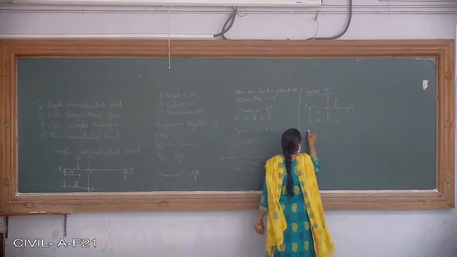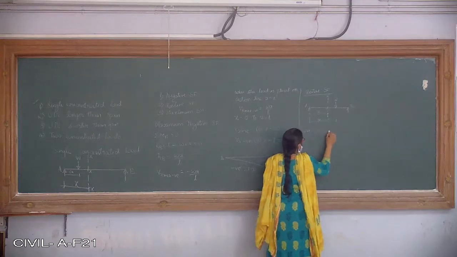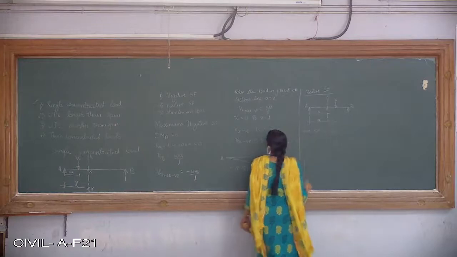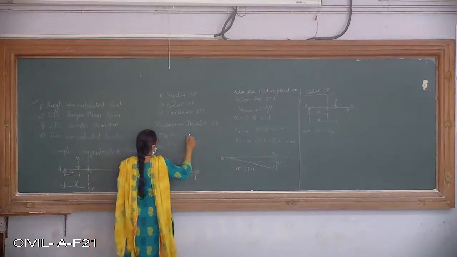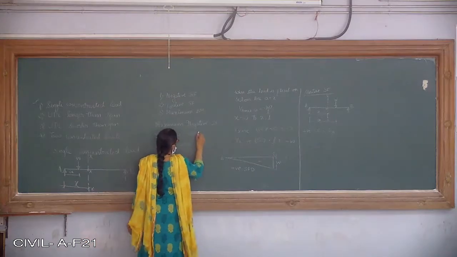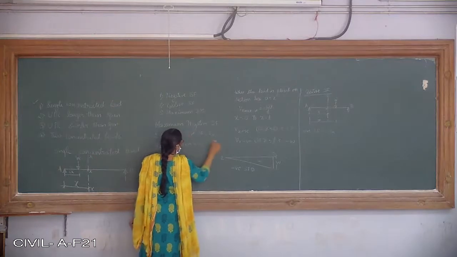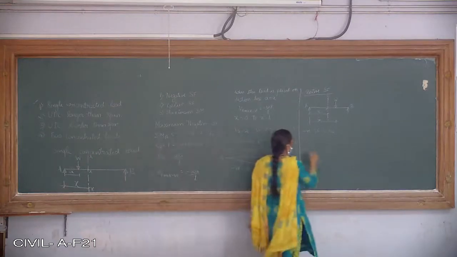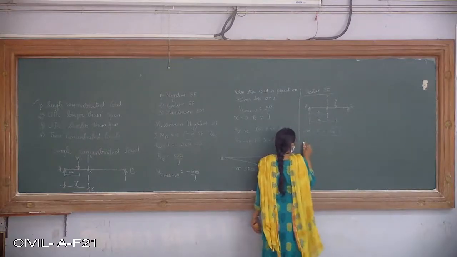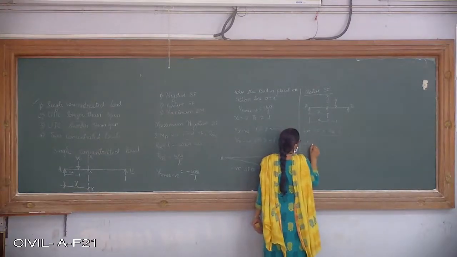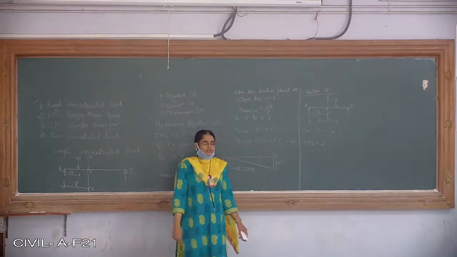So my positive shear force is equal to Ra. So let me calculate. Here also you write it. Your negative shear force is equal to Rb. Okay. So here positive shear force is equal to Ra. So if I have to calculate Ra, I have to take moments about B equal to 0. So let us calculate the value of Ra.